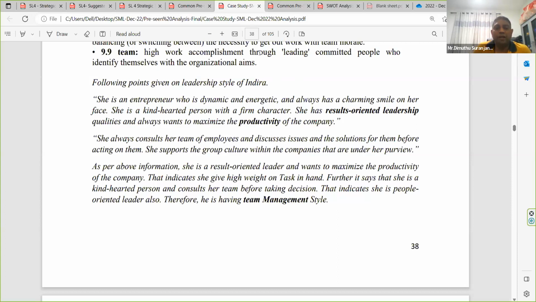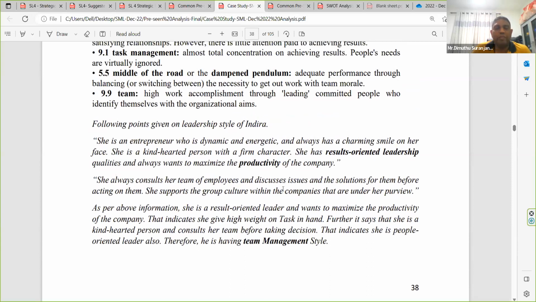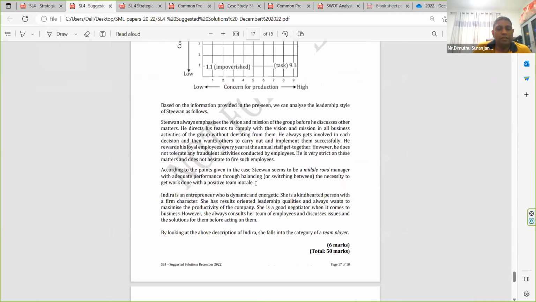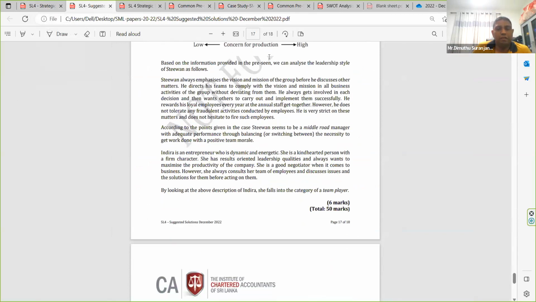That is what I have analyzed. Team management style. Do you agree with my analysis, before going to what the examiner has thought? She is focusing on both. Therefore, she's using this team management style. So we'll see what the examiner says. There's a last para related to this Indira one.